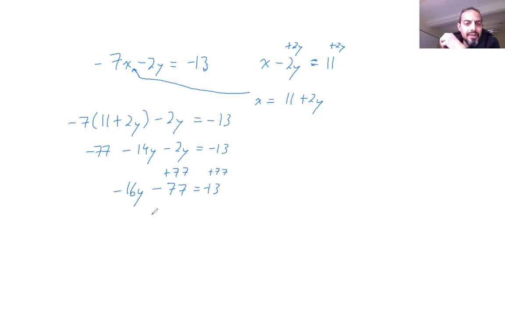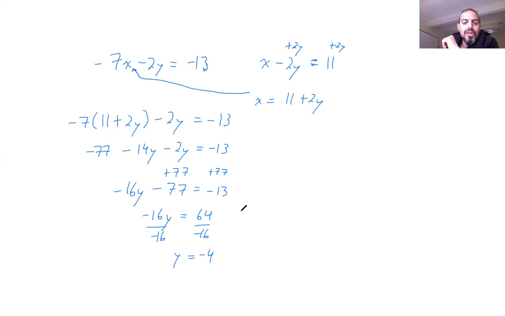and I will get negative 16y is equivalent to, what am I going to get there? Sorry, that's negative 13. Let me just erase this so you're not confused. Negative 13 plus 77 is positive 64. Divide both sides by negative 16, and you get y is equal to negative 4.